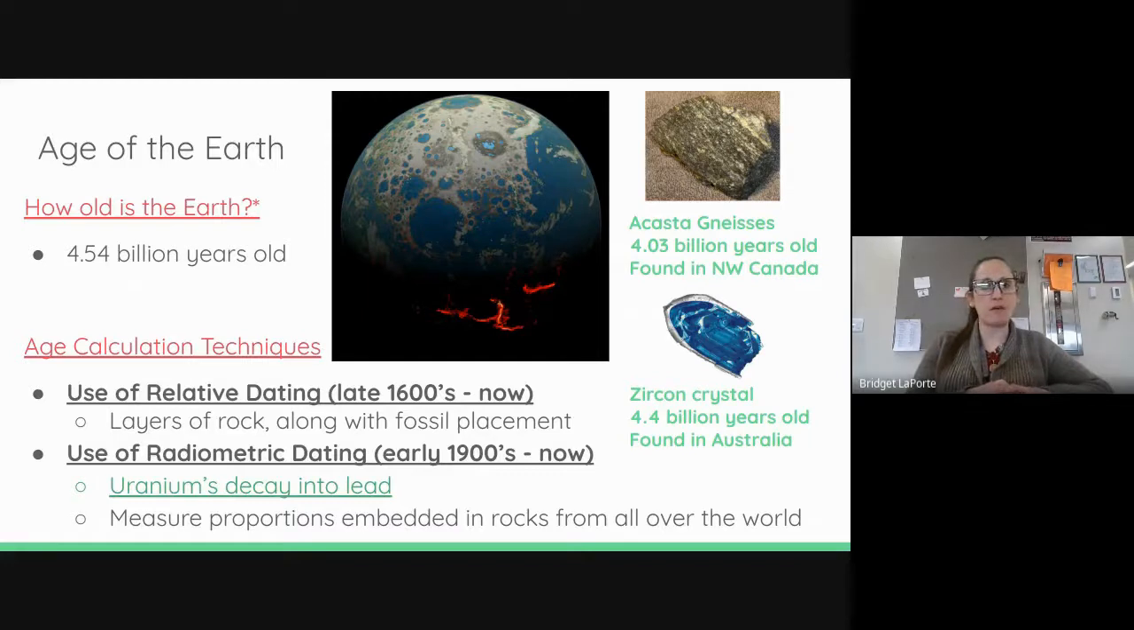And so again, the question becomes, how do we actually calculate that? Well, back in the day, we used to do, and still do to a certain extent, utilize something called relative dating. And Ms. Case is going to talk pretty much for the rest of the time about that.